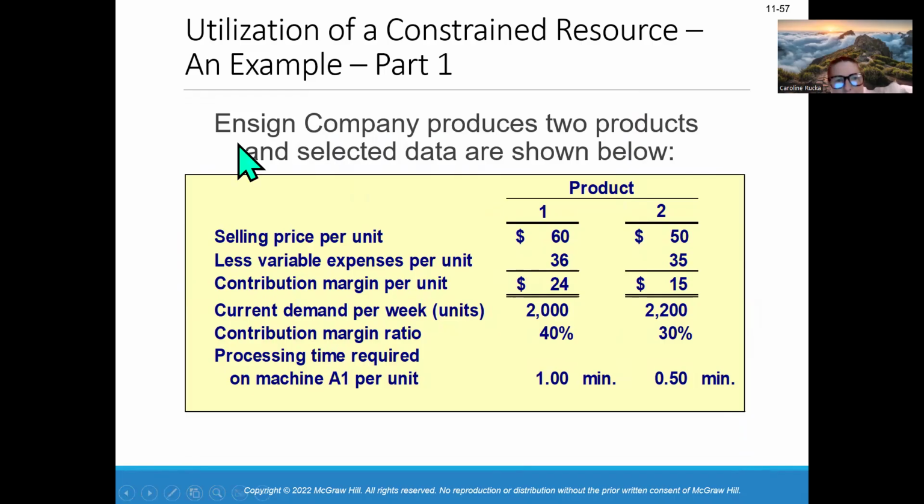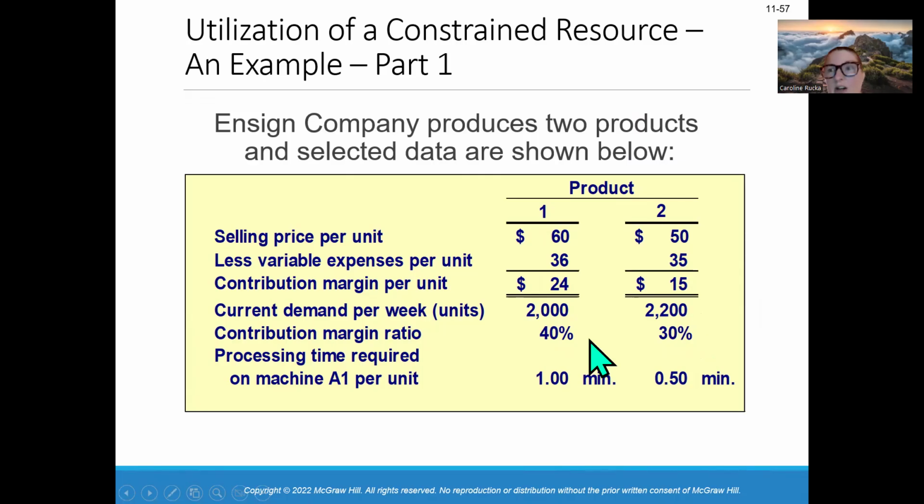Okay, so in this example, the Ensign company produces two products. All right, product one and product two. Selling price per unit, $60 for product one, $50 for product two. Variable expenses per unit, 36 for product one, 35 for product two. That gives us a contribution margin much higher on product one. All right. The demand in units, 2,000 of these, 2,200 of these, contribution margin ratio.